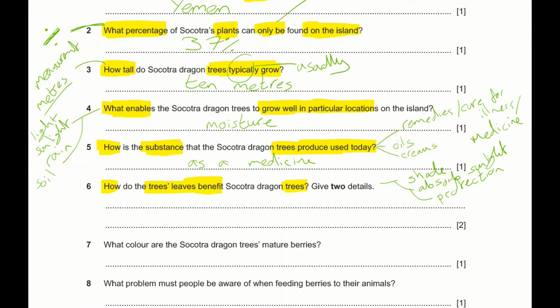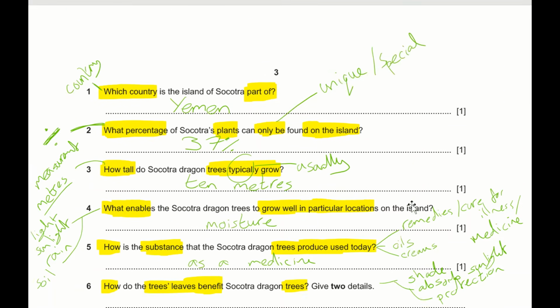Yeah, okay, I'm happy with that. So the leaves could provide shade, they could absorb the sunlight, protection. The aim is not to guess the right answer. The aim is to prepare my brain for what the answer could be. So now I'm going to go up into the top.